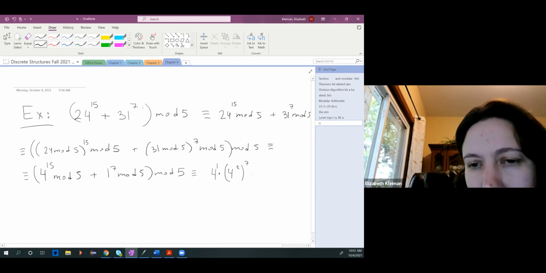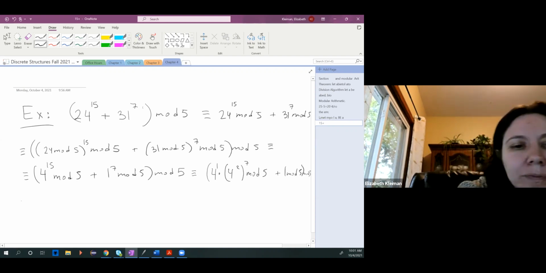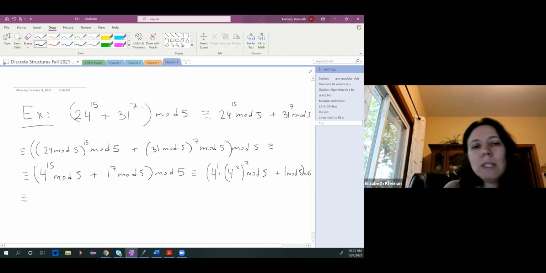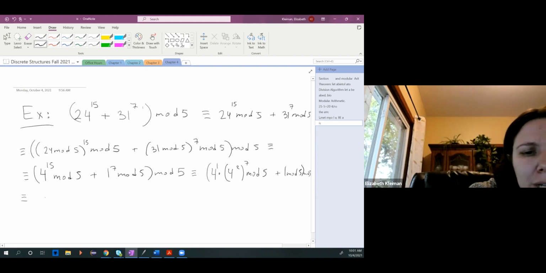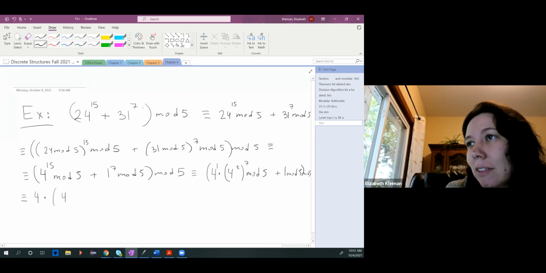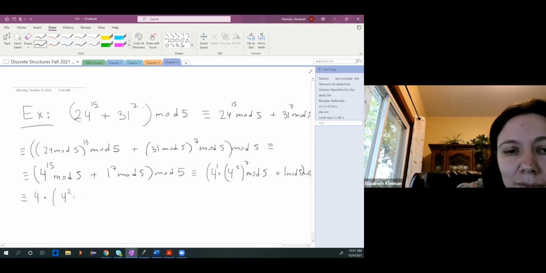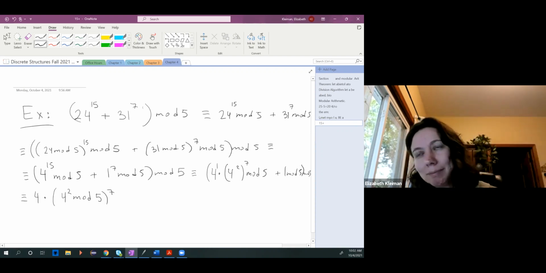And then we again have the mod 5 everywhere. So what I'm going to do is leave my 4 here as is. And then I'm going to do 4 squared, which is, how much is 4 squared? 16 mod 5 to the power 7. Okay?